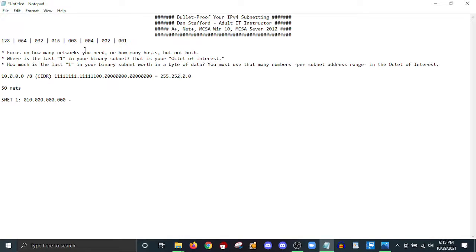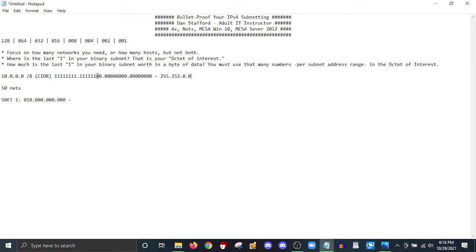All right, so if all of them are turned on, it adds up to 255. These two that are set to zeros are worth 1 and 2. 1 plus 2 is 3. 255 minus 3, all right, gives me 252. Okay, so this is my new subnet mask in decimal. All right, 255.252.0.0.